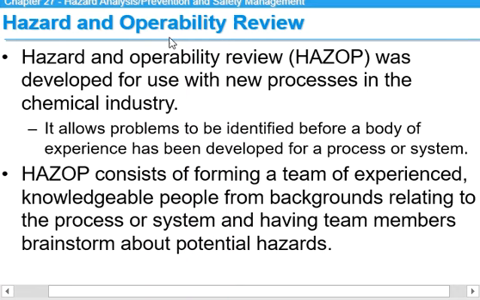There is a process. I have to check it, especially if it's a chemical process. Okay. So I will check it. I will have a team to check this, analyze it, and give me the proper procedures that I have to follow. And that's why they say here, it consists of forming a team of experienced, knowledgeable people from backgrounds relating to the process or system, and having team members brainstorm about potential hazards.